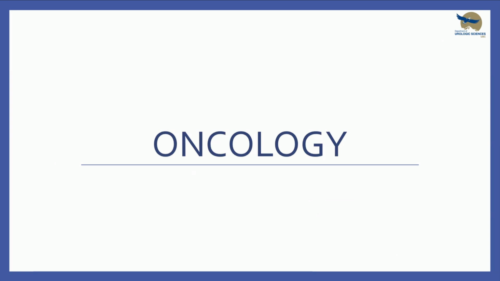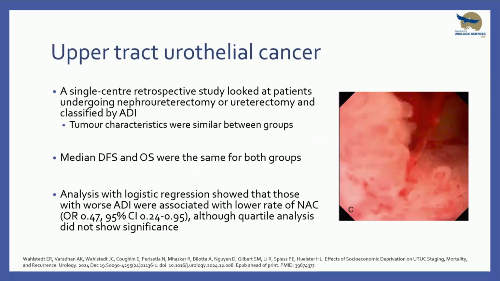And finally, for my last point of the disease review, we come to oncology. So upper tract urothelial cancer, there was a single center retrospective study looking at patients undergoing nephroureterectomy or ureterectomy and classified by ADI. Again, that's the American Area Deprivation Index looking at socioeconomic status. The tumor characteristics were similar between groups, and the median DFS and OS were the same for both groups. Interestingly, analysis with logistic regression showed that those with worse ADI, so those who were socioeconomically deprived, were associated with a lower rate of neoadjuvant chemo, although quartile analysis did not show significance.